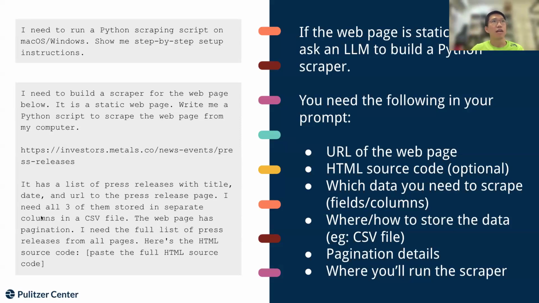So again, these are my prompts. My first prompt is to set up my computer. You need to install several libraries for Python. Python is a coding language. So you can ask the LLM to help you set up the environment for Python. And later, you can give the prompt to say that I want to scrape this web page. It is a static web page. And what do I want from the page? And then you're able to scrape it.